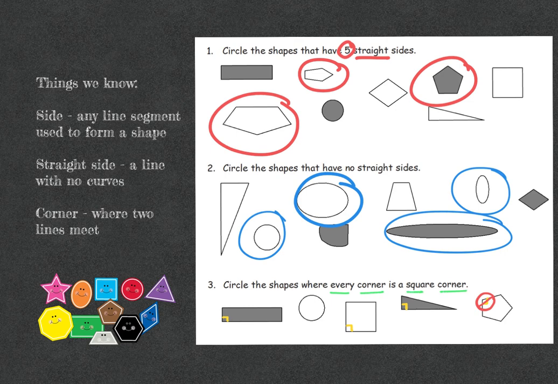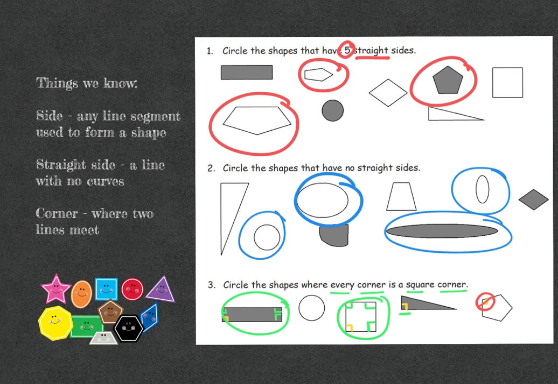So we have our first shape, which has 1, 2, 3, 4 corners, and they are all square corners. Our second shape is a circle, which we know has no corners. Our third shape has 1, 2, 3, 4 square corners. And our other shape only has the 1 square corner, so we cannot count this one either. Good job!